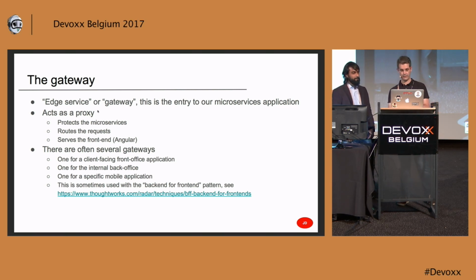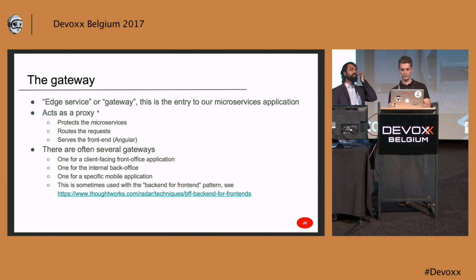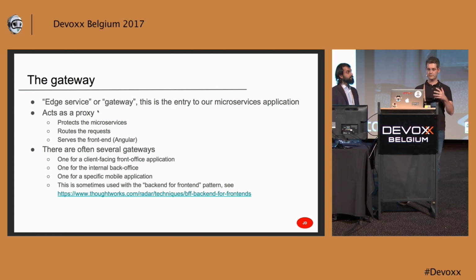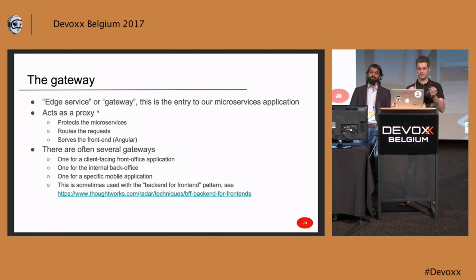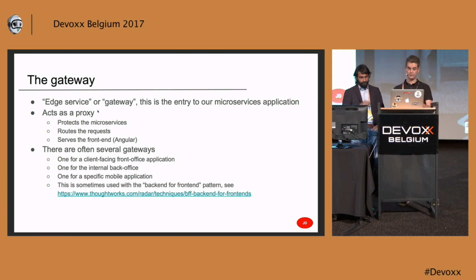And so the gateway, well, people call it an edge service, a gateway. This is basically the entry point to the application. It acts as a proxy, so it's going to do several things for our microservices architecture. The first thing is that it protects the microservices. It can do some rate limiting, for example. It routes the request, so when you scale your microservices, it's going to know which server is up and which server is down, and it's going to route and load balance the request accordingly. And it's also going to serve the front end.